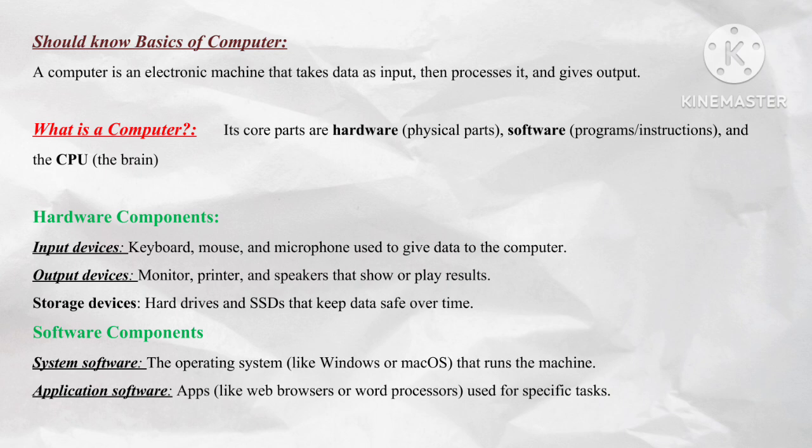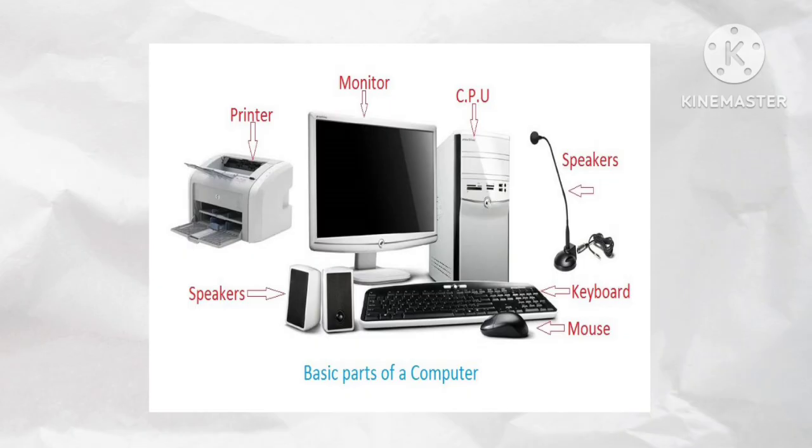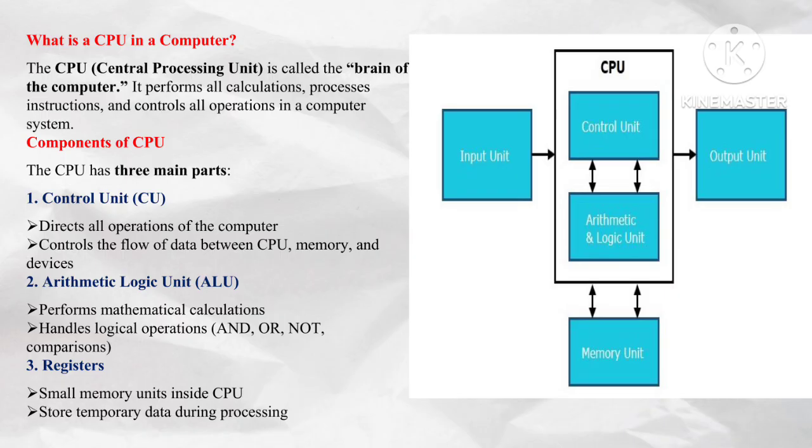Software components consist of: 1. System software are the operating system like Windows or Mac OS that runs the machine. 2. Application software includes apps like web browsers or word processors used for specific tasks. Dear listeners, now you can observe the computer and its parts. You can see monitor, CPU, printer, speakers, keyboard, mouse. Let us start studying one by one about basics of computer.